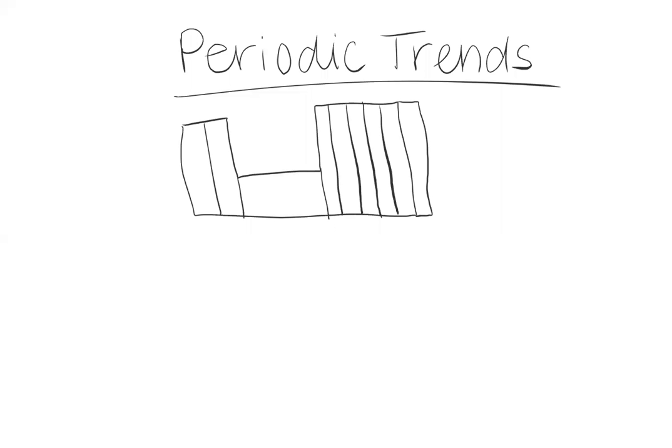Today's lesson is on periodic trends. If you remember, the periodic table is divided into 18 groups. This is group 13, 14, 15, 16, 17, and 18. And we talked about valence electrons.